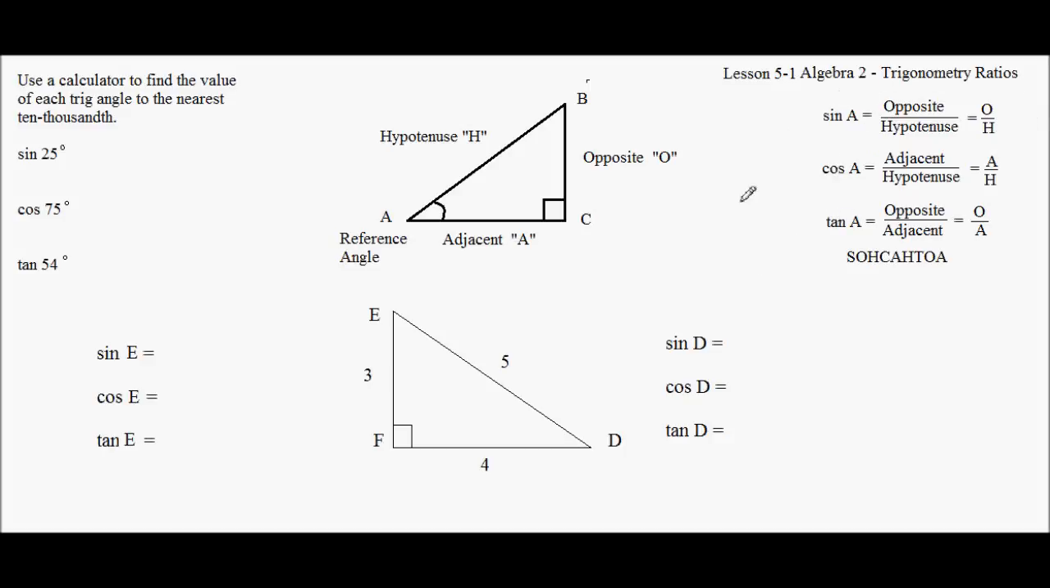They define these as a ratio with respect to a reference angle, so you have to pick an angle. With respect to this reference angle, we have 3 sides. We have the opposite side, which is across the triangle. Then we have the adjacent side. Adjacent means next to. This side is touching this angle, so it is the adjacent side too. But this is a special one.